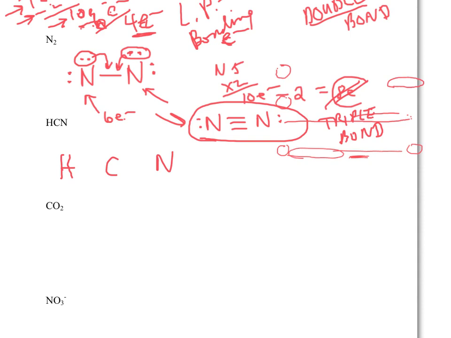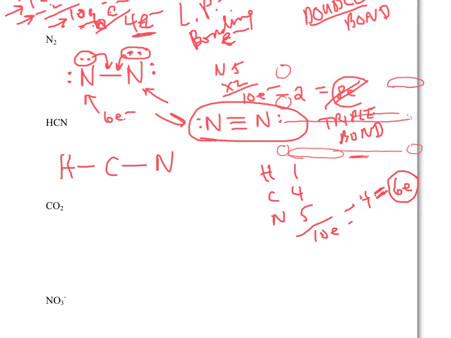Okay, so step number 1. I got my skeletal structure, put in single covalent bonds. Now go find out how many I have. So hydrogen's got 1 valence electron, carbon's got 4, nitrogen's got 5, so that's going to be a total of 10 valence electrons. Now I already used up, though, 4 for my single covalent bonds, so that really then only leaves me 6 electrons left over.